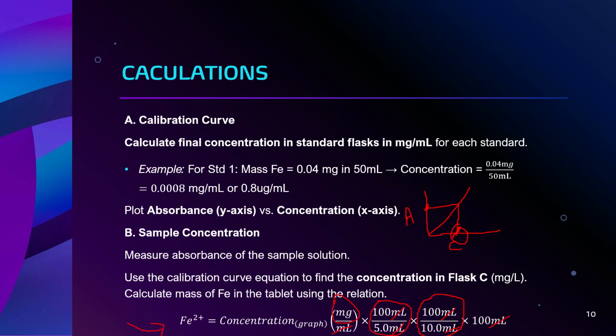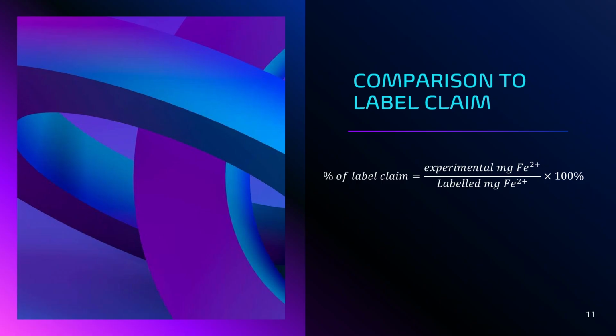Once you have determined how much iron was released by your vitamin tablet, you can compare it with the company label claim. This is the formula that is used to determine the percentage of label claim. You put your experimental value on the top and the company label claim at the bottom, and you multiply it with 100%. Technically, the percentage should be closer to 100%. But if it is more than 95%, it is quite acceptable. Anything less than 95% is not acceptable.